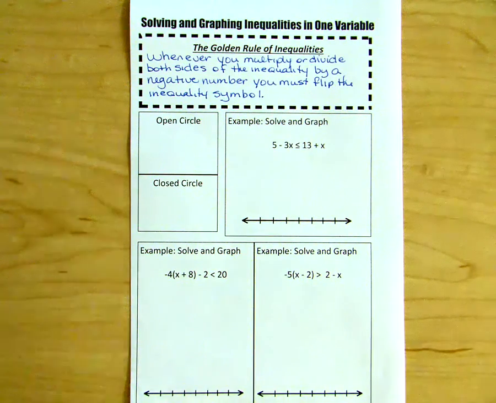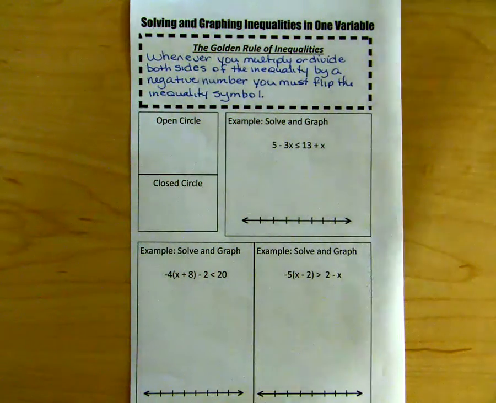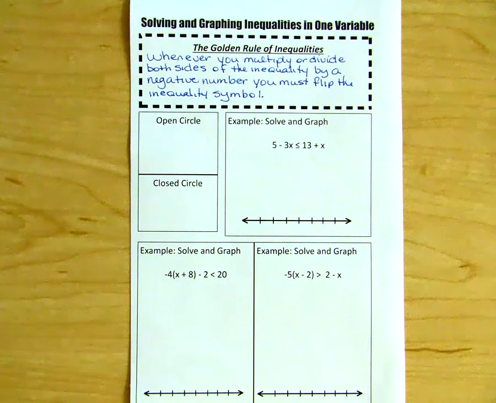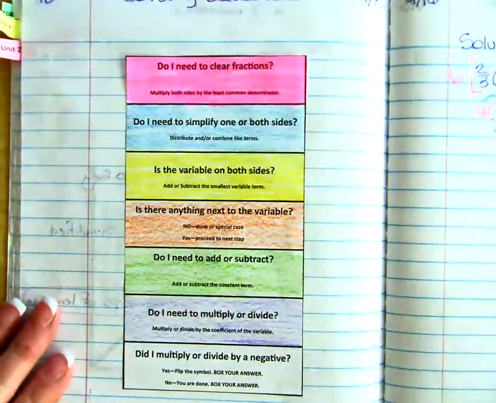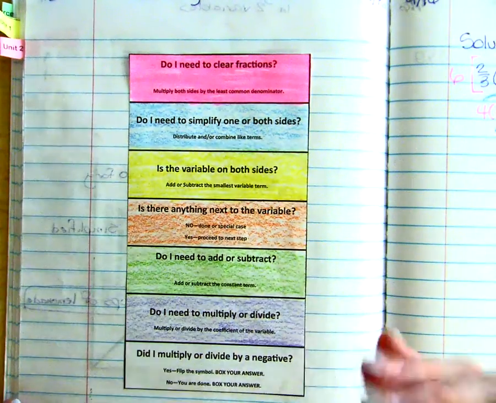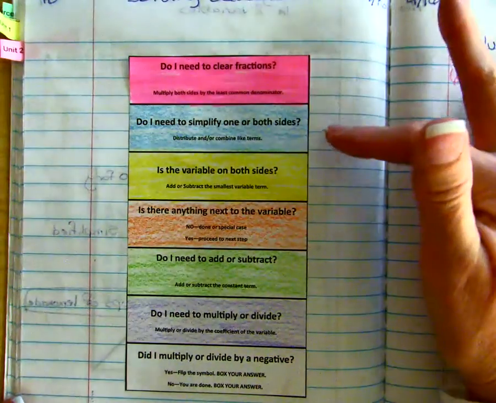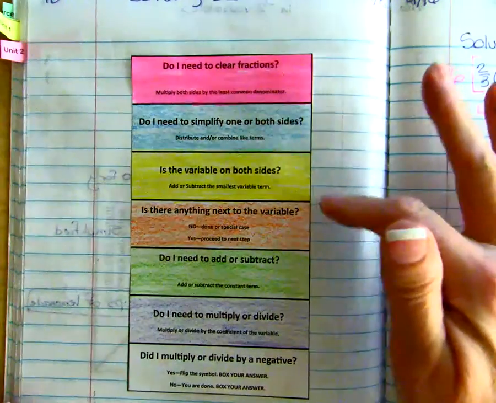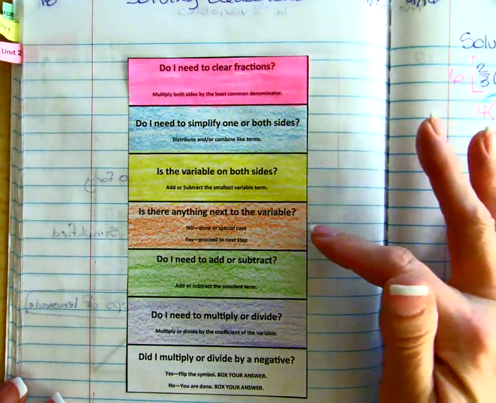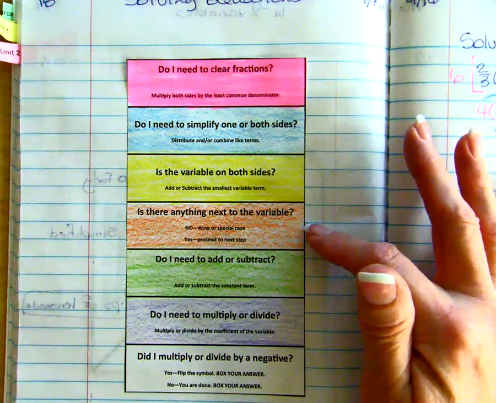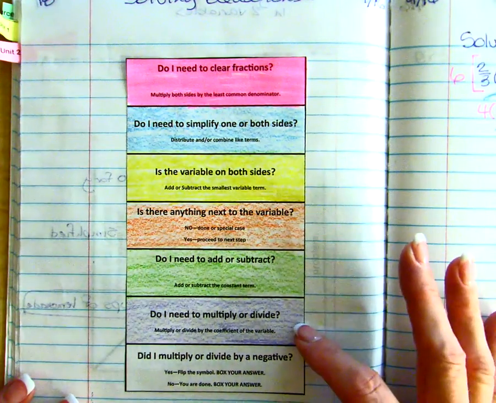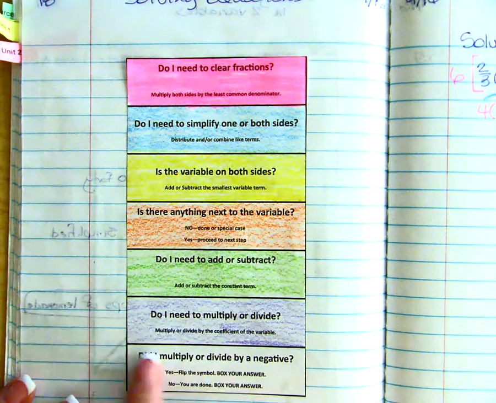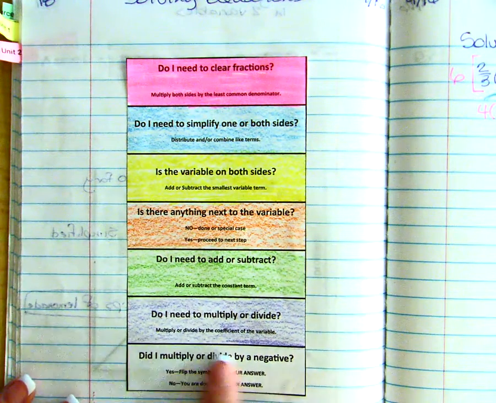Hello students, in this video we are looking at solving and graphing inequalities in one variable, and I wanted to remind you of the order that we were solving equations in. This order is still going to be what we're going through. We'll first clear fractions, simplify one or both sides, looking for the variable on both sides, seeing if there's anything left next to the variable and getting rid of each of those either by addition and subtraction or multiplication or division. And then now we're ready for this one here at the bottom.